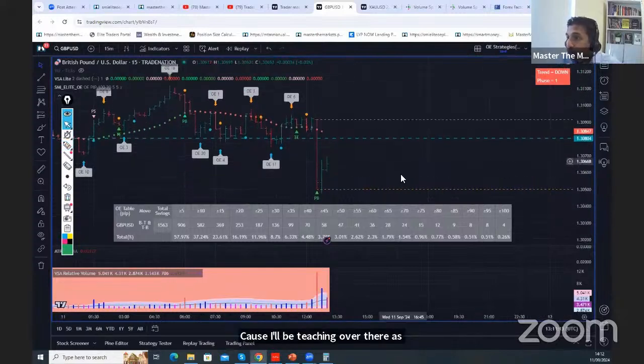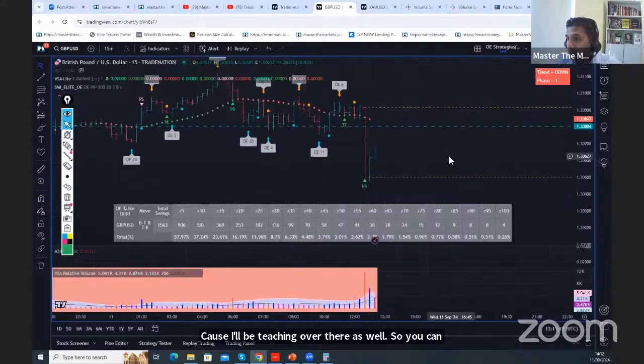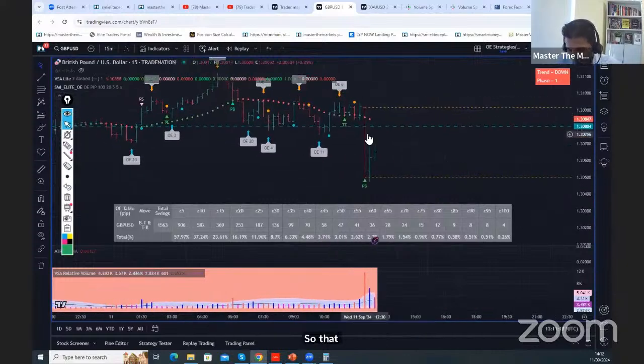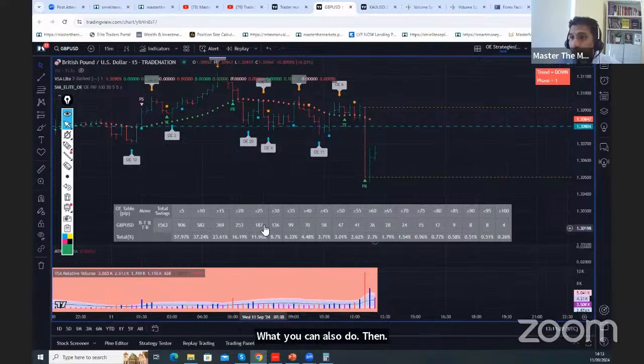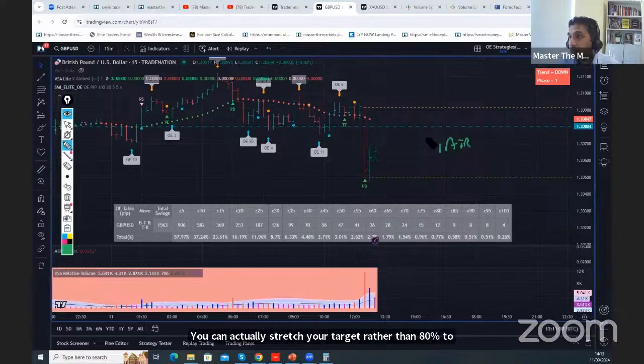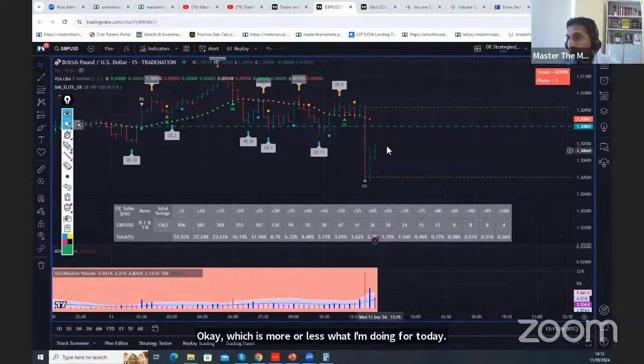So good. That is on the market structure and alignment of all time frames, right? So that's happening today, which is really good. When that happens, you can actually stretch your target from 80% to maybe a 1 ATR target, which is more or less what I'm doing today, stretching it to the 20 pips, which also aligns with the 1 ATR target.